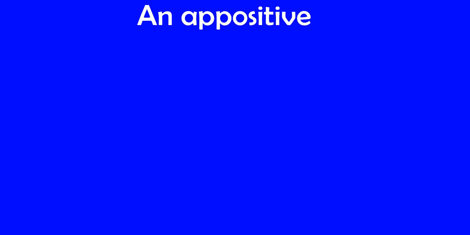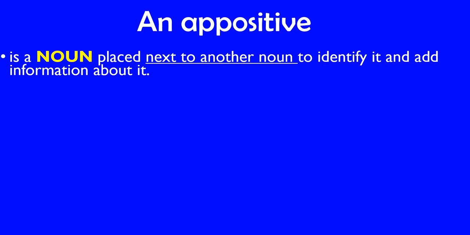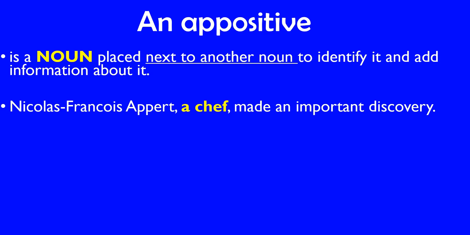Okay, this lesson is on appositive phrases. An appositive is a noun. That noun is placed next to another noun in the sentence, and it identifies it and gives us some additional information about it. So a lot of times we think of them as definitions used to define another noun in a sentence. An example would be: Nicolas Francois Appert, a chef, made an important discovery.